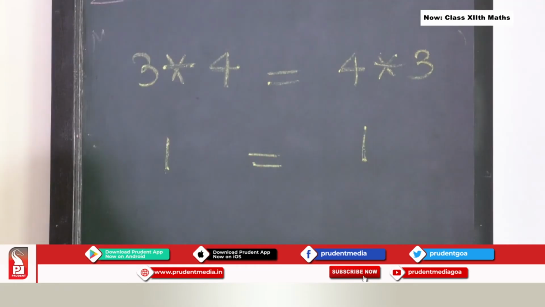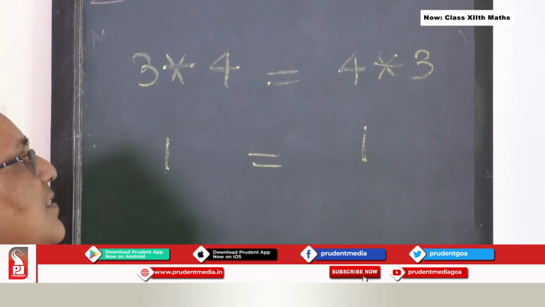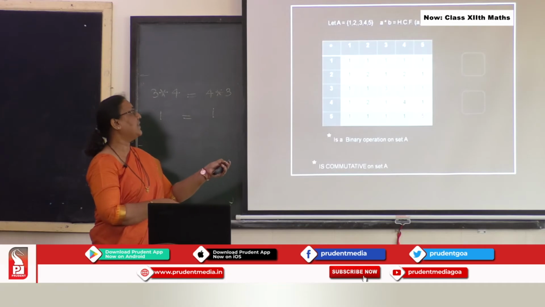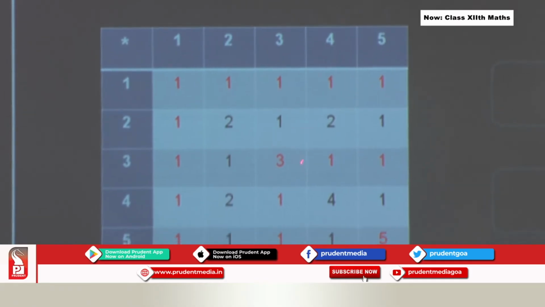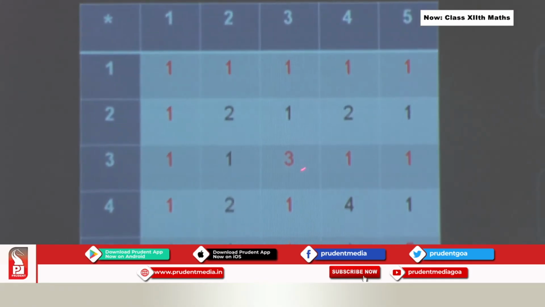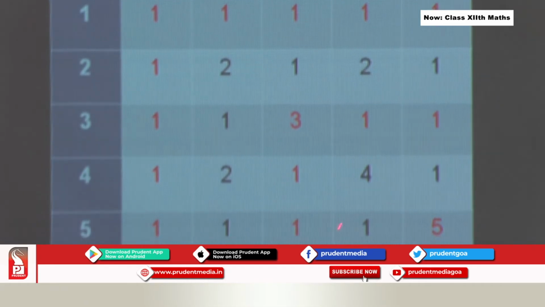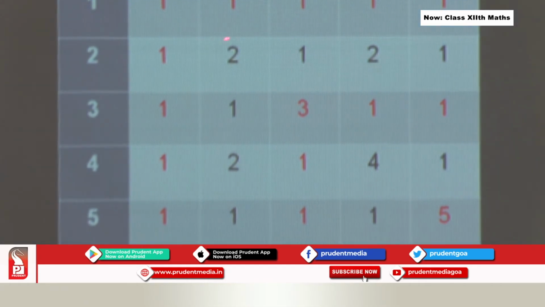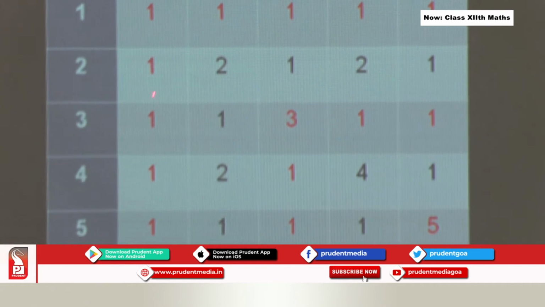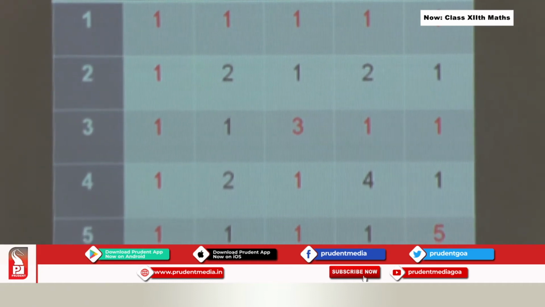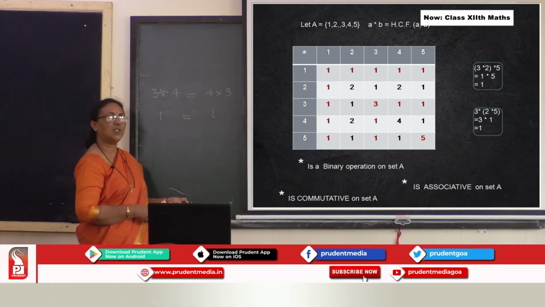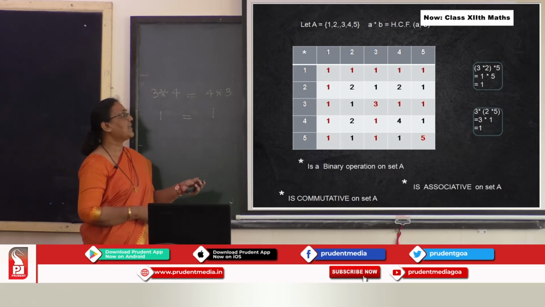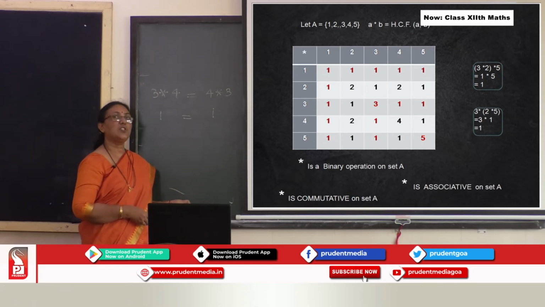Now one more thing to check whether it is commutative. See, I highlighted here in red this row and this column, the answers are the same. Here 2 1 2 1, here it is 2 1 2 1, same. Then 3 1 1 and 3 1 1, 4 and 1, 4 and 1, then 5 here. So row and column wise, the answers are the same, then that operation is commutative. Is it clear to you all? Any doubt here? This is a nice example which is a binary operation which is also commutative.